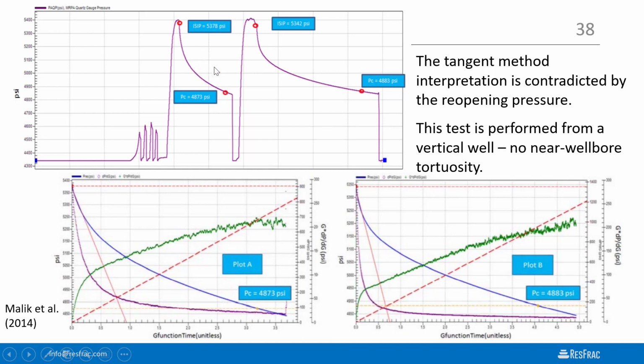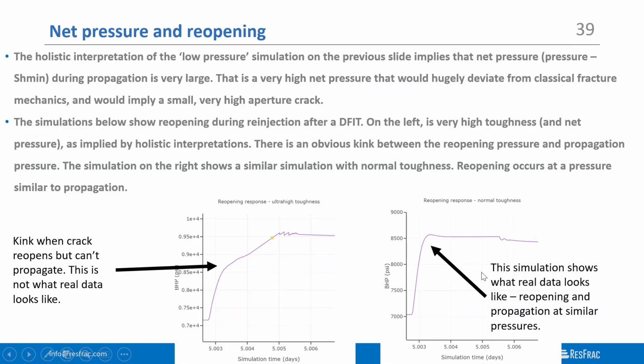So this is what the reopening response should look like if the tangent interpretation is correct. But obviously that's not what it looks like. In fact, what it looks like is pressure just blows past that. The system doesn't even notice that it's past 4873 psi, and then there's a sharp change up here at the ISIP.